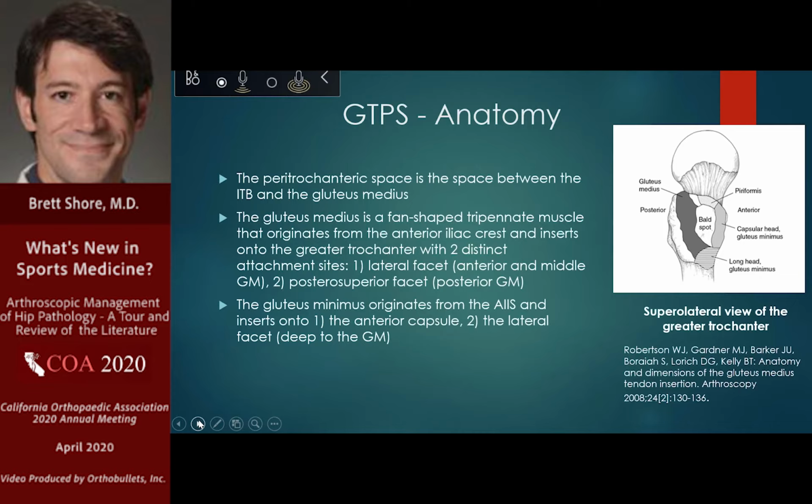The peritrochanteric space is the space between the iliotibial band and the glute medius. The glute medius originates from the iliac crest and inserts onto the greater trochanter with two distinct attachment sites, and this is important to remember for repairs. The two attachment sites are the lateral facet and the posterior superior facet, and there is in fact a bald spot, which you need to be aware of, which is analogous to the bare area of the rotator cuff, and where no glute medius should be attached.